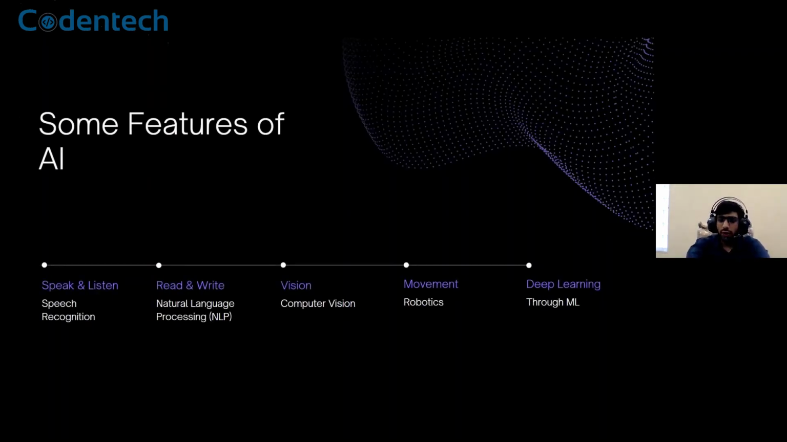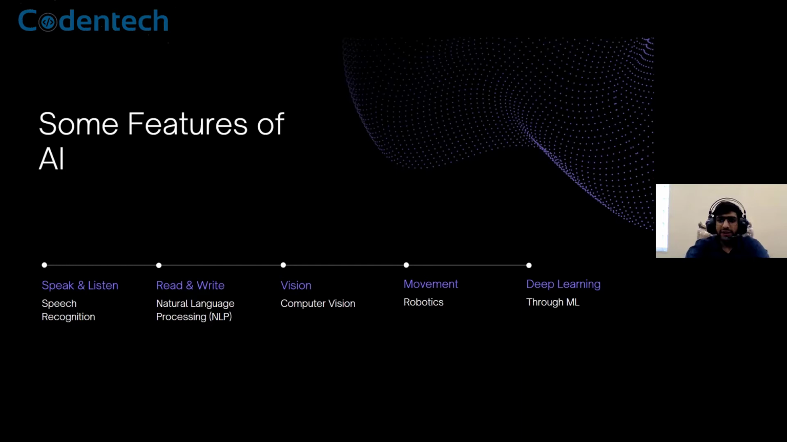So we know that AI mimics human behavior. How does it do that? Here are some examples. First of all, we talk about speaking and listening. As I am speaking and you guys are listening to me, in a similar way, AI does it through speech recognition software or libraries, as you can see. And we will understand in detail in the further part of this video or presentation with a project.